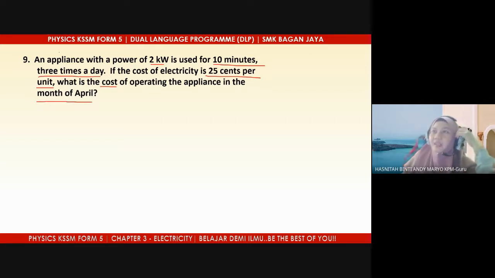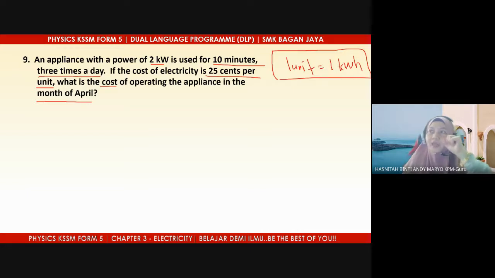Okay, so this is the information you are given. Ini dia punya power 2 kilowatt used for 10 minutes each time, and you are using it 3 times a day. Ini dia bagi cost of electricity is 25 cent per unit. Okay, 1 unit equal to 1 kilowatt hour, ini unit for energy consumption. So berapa banyak you kena bayar in a month of April? What is the cost of operating these appliances in the month of April?